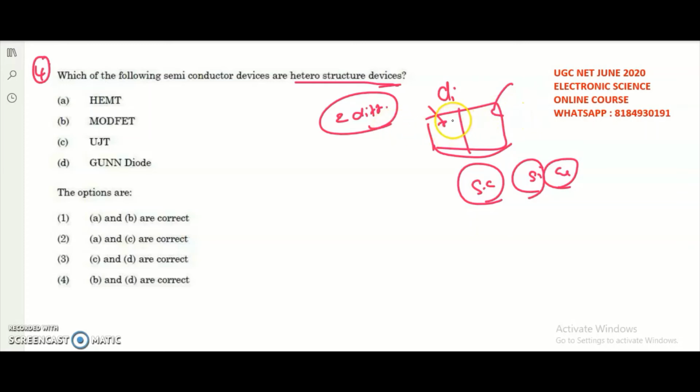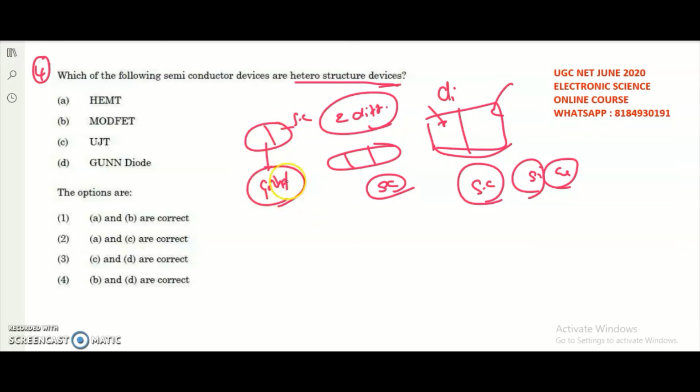And so the BJT is also not a heterostructure device. Why? Because the BJT is also manufactured with the intrinsic semiconductor in the starting process. Heterostructure means that in any one device two sections are there. Let's take gold, which is a metal, and let's take silicon, which is a semiconductor. That means one metal and one semiconductor, both clubbed together to form a device.